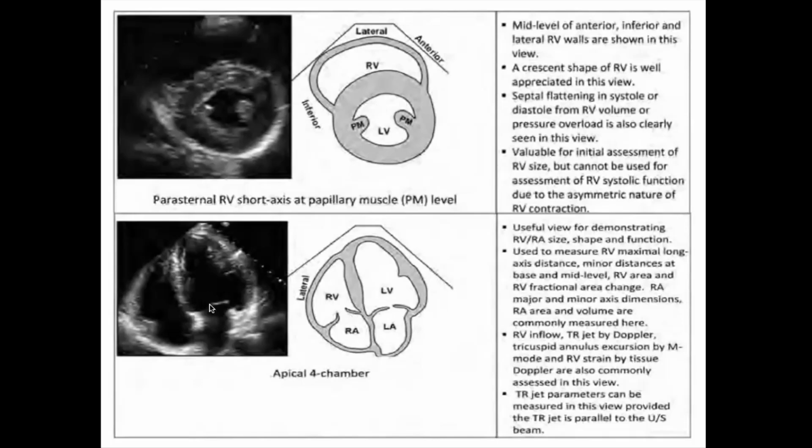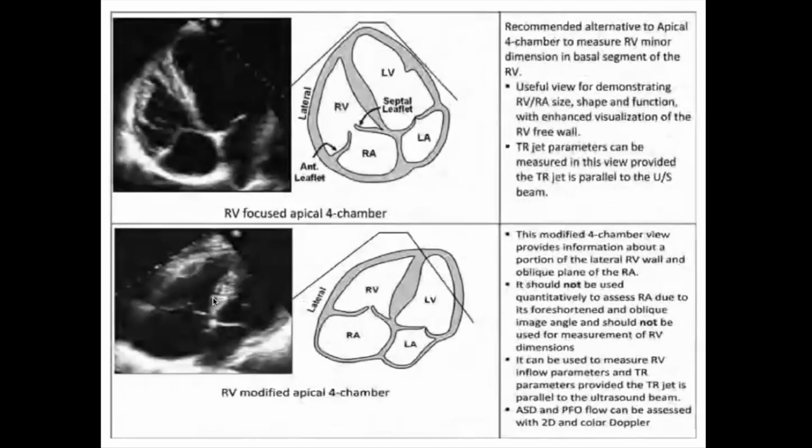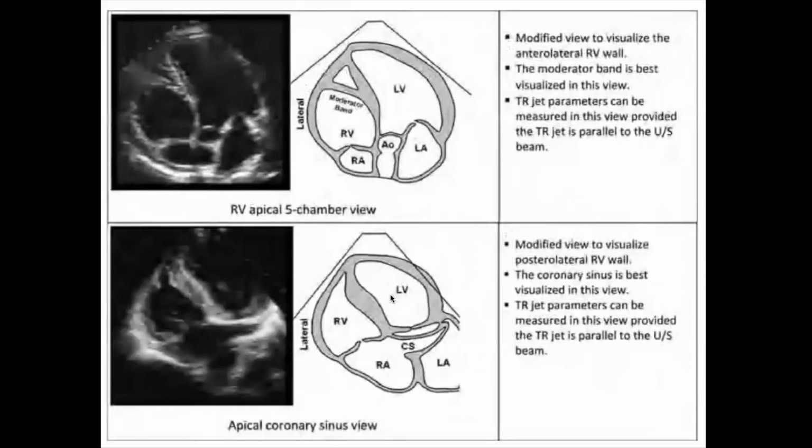This is not the dedicated view to be able to look at the RV, so you actually want to make your measurements for basal diameter in an RV-focused apical four-chamber view. And so your basal diameter, your mid diameter, and your longitudinal diameters in this view, and try to get your RA measurements as well as fractional area change in this view as well. And then your modified apical foreshortening, which is more off-axis to make sure that you're not foreshortening. You can assess for ASD, PFO in this view.